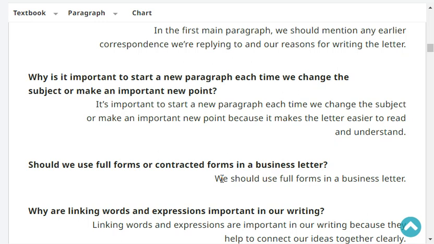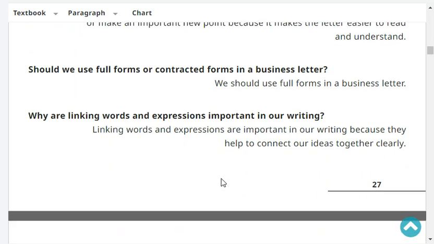Why is it important to start a new paragraph each time we change the subject or make an important new point? It's important to start a new paragraph each time we change the subject or make an important new point because it makes the letter easier to read and understand. Should we use full forms or contracted forms in a business letter?